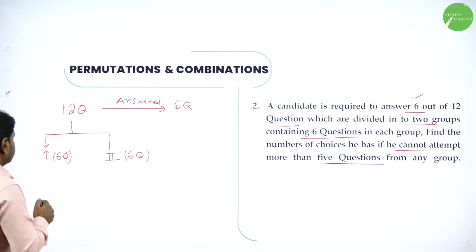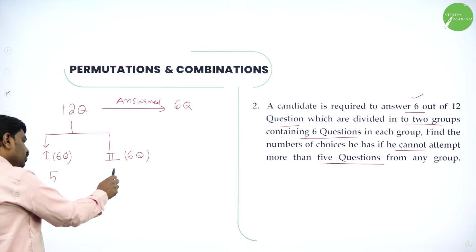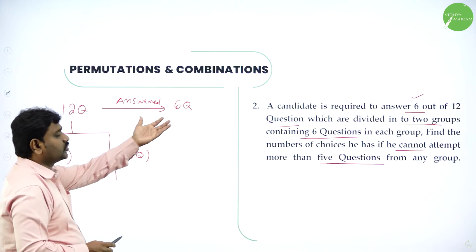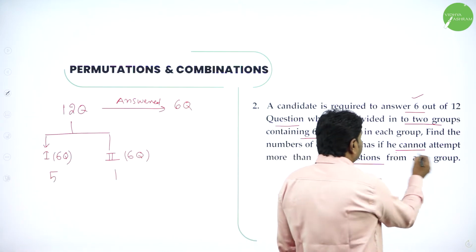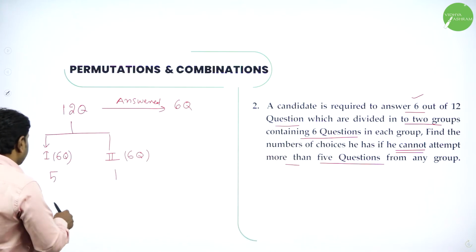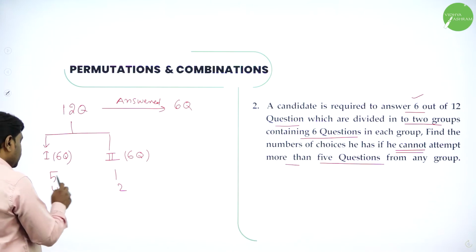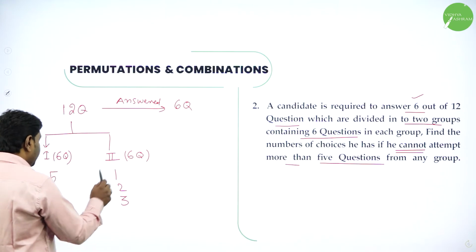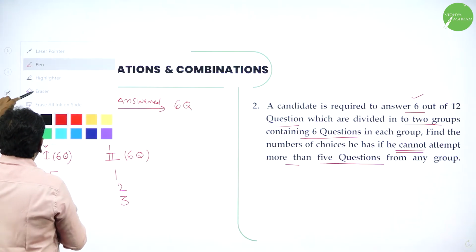So what I'll do, first, in first group, we'll select 5 questions. In second group, you should select only 1. Why? Because total 6 questions you should answer. But in any group, you cannot attempt more than 5. That's why I'll take maximum 5. Or I'll take in first group 4, second group will answer 2. Or first group 3, second group will answer another 3. Or first group 2 will answer.